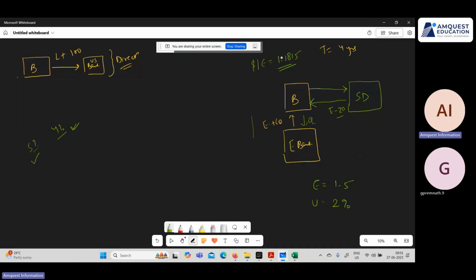First of all, what will be the initial exchange? Let's talk about at initiation. At initiation, so basically 50 million, and then you divide it by 1.1815. Do you know why I'm doing this?